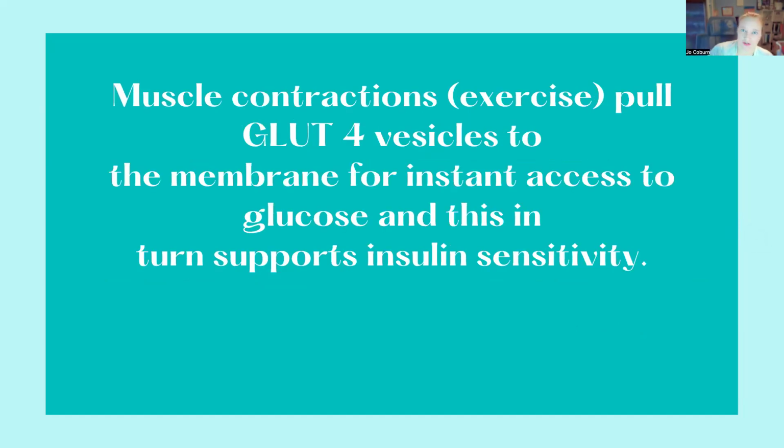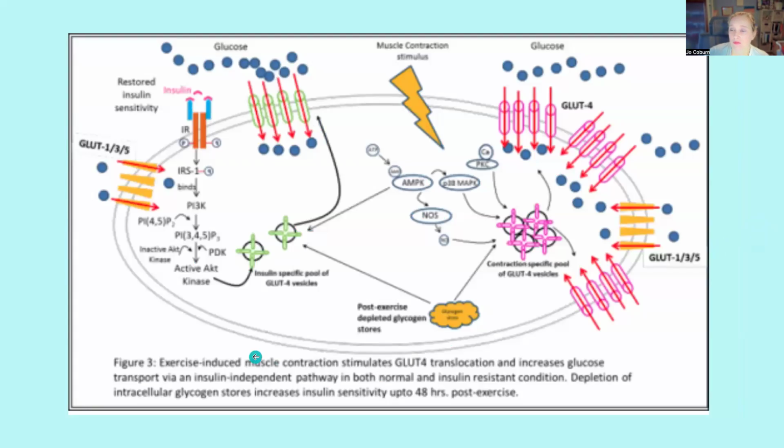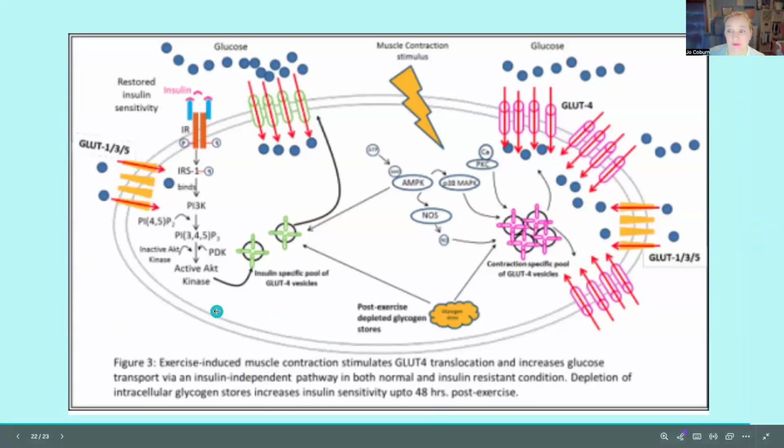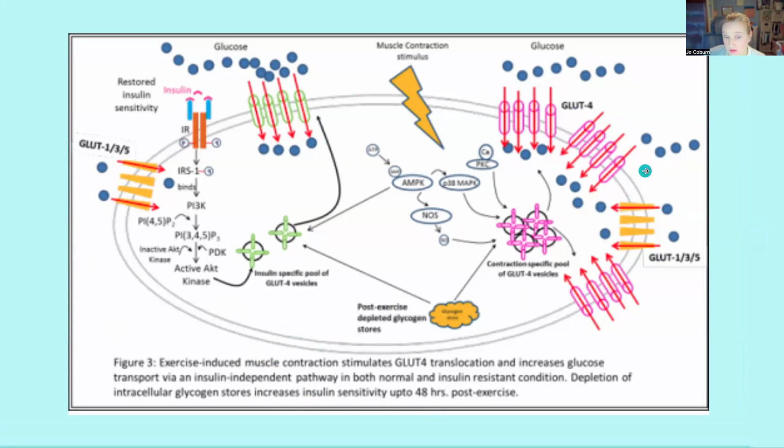Muscle contractions, exercise pulls GLUT4 vesicles to the membrane for instant access to glucose, and this in turn supports insulin sensitivity. So it's another lovely thing here. You've got GLUT4. When the muscles contract, GLUT4 translocates, increases glucose transport via an insulin independent pathway. So this pathway does not need insulin.